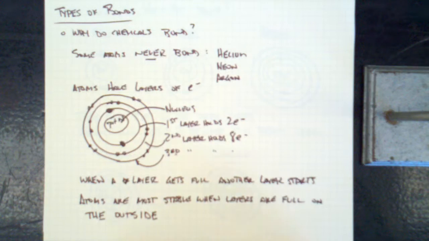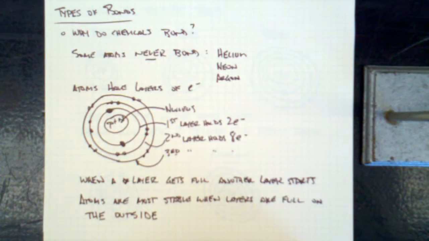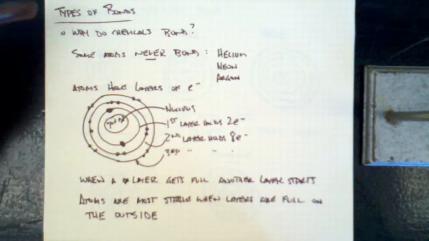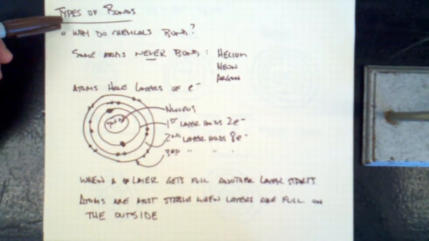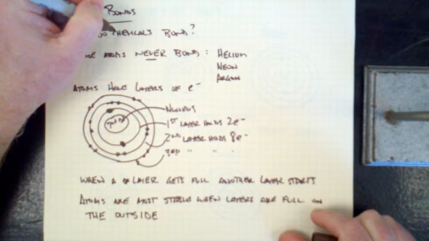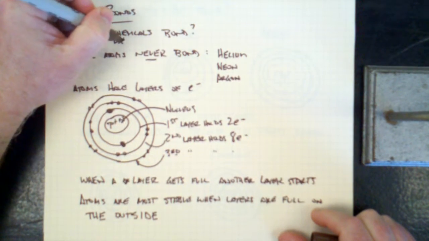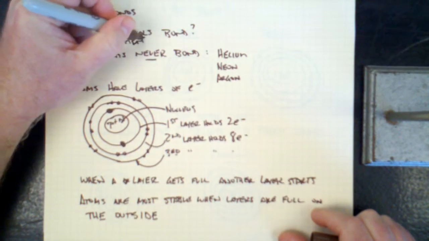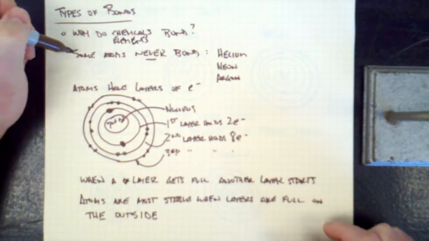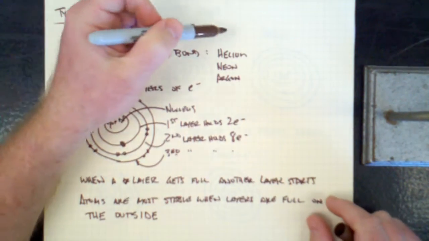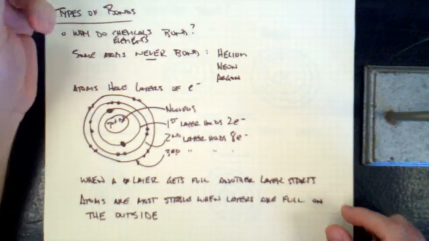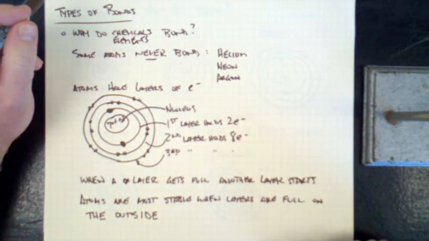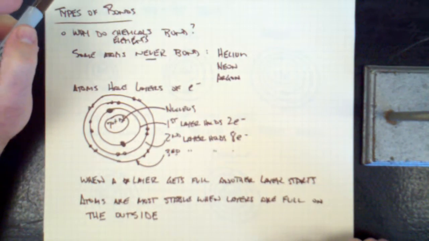Well, we're going to talk a little about types of bonds. The first one we're going to talk about is called an ionic bond. But first, let's think about why chemicals, or elements, bond with each other. Why do they bond? Because some atoms never bond with each other. Helium, neon, argon, they don't bond with anything. I wonder why that is.